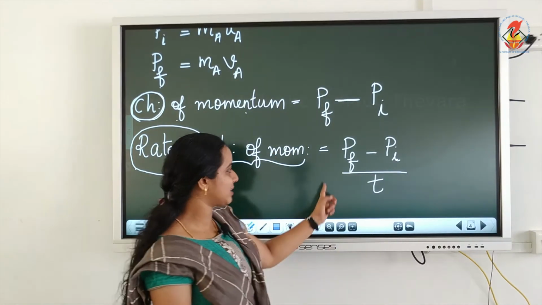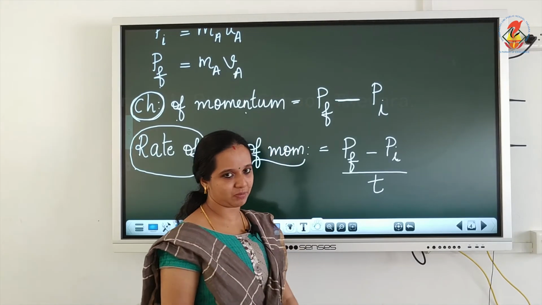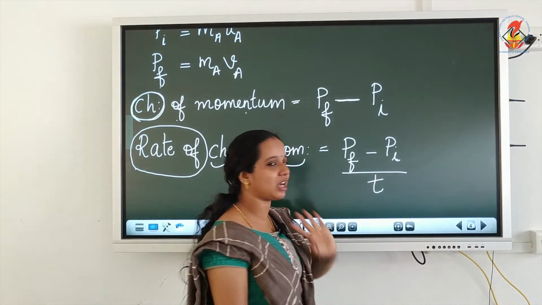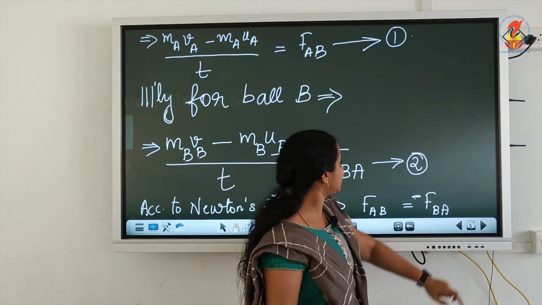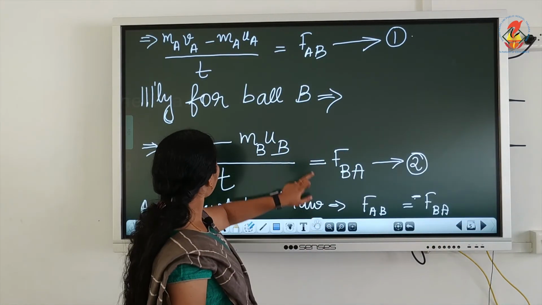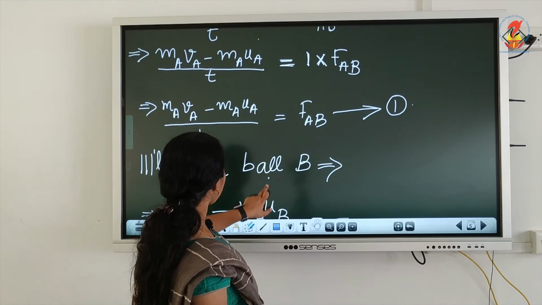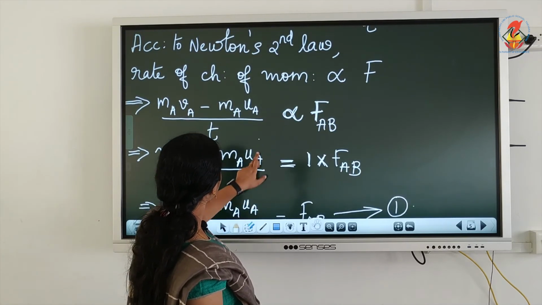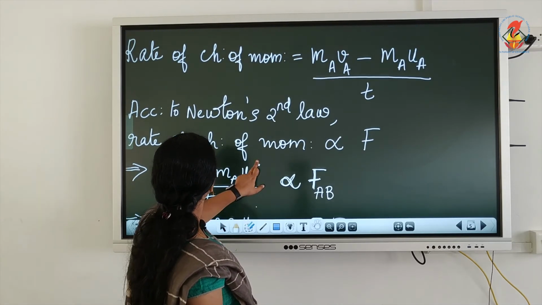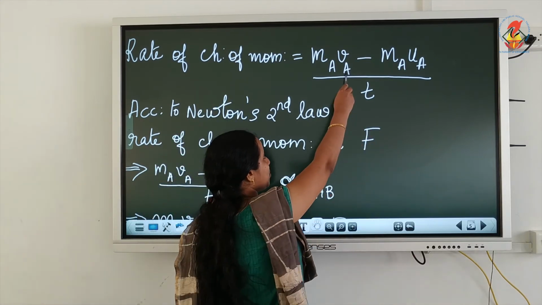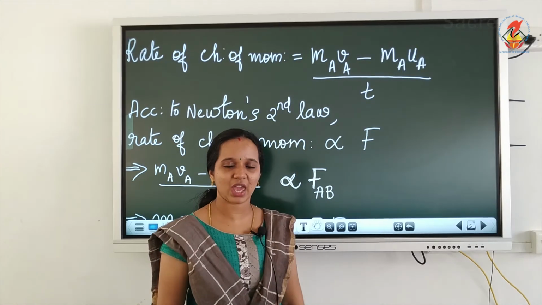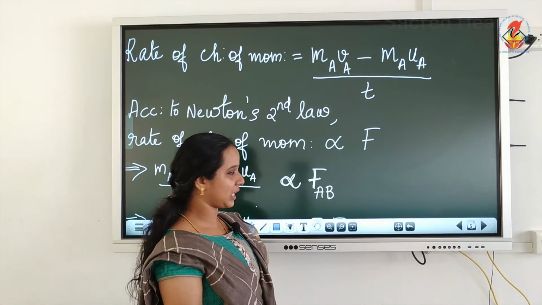Now the next step is rate of change of momentum. Rate of means divided by time. So it becomes PF minus PI by T. Now we just substituted the values of PF and PI in the equation. So the equation became rate of change of momentum is MAVA minus MAUA by T.